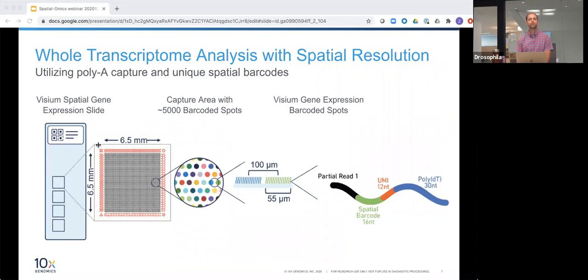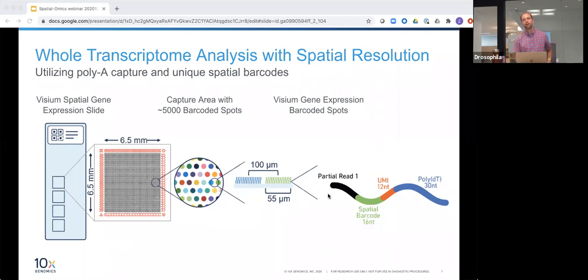Each one of these capture areas, this total area around is about 8 millimeters squared. The 6.5 millimeters squared here refers specifically to these black dots, which are the barcoded spots. And then these red spots are these fiducial markers that allow us to do automatic image registration. And so within the barcoded region here, we have about 5,000 barcoded spots in the 6.5 millimeter square area. Each one of these spots is about 55 microns in size with a pitch of about 100 microns center to center.